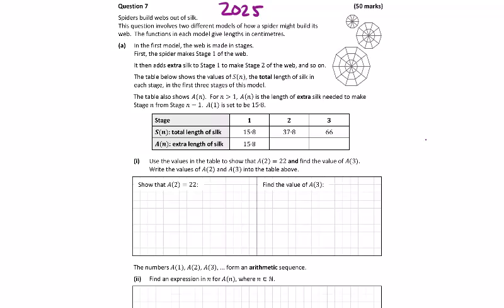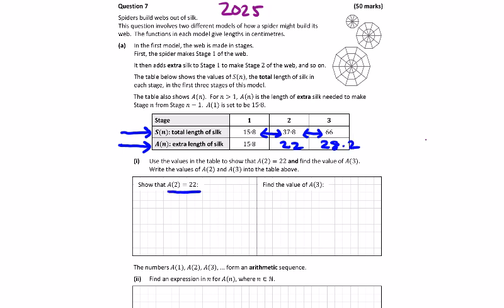This is question 7 in 2025. We're told that spiders build webs out of silk, and we have a huge amount of information given, but the important information is the total length of silk and all the bits that we have to add. So to get from 15.8 to 37.8, we're going to add 22. And to get from 37.8 to 66, we're going to add 2.2 and 26, which is 28.2.